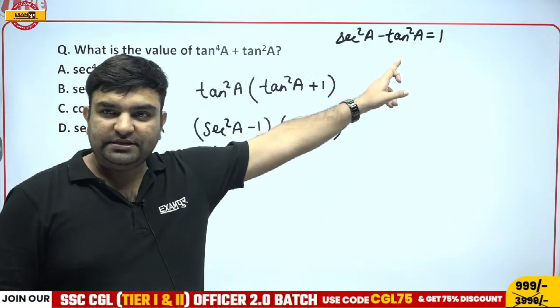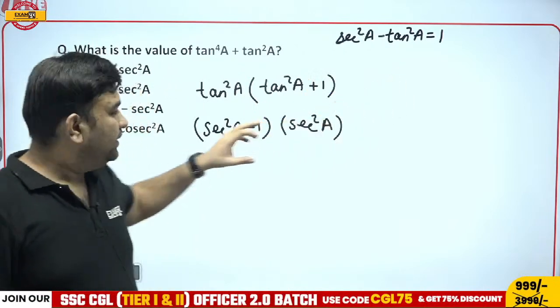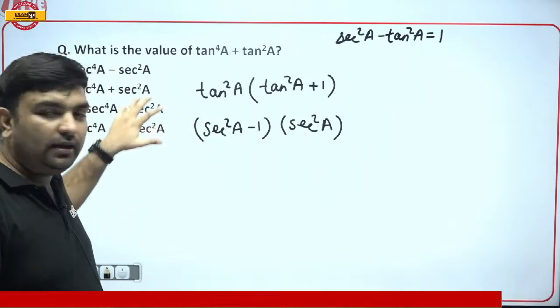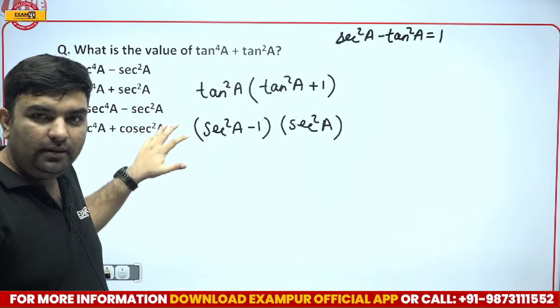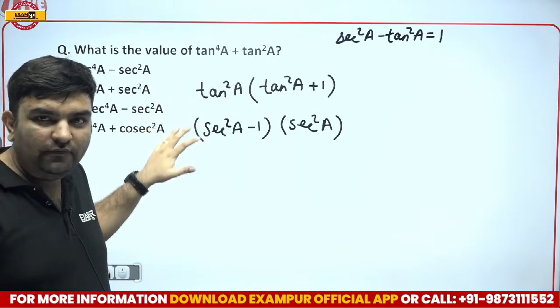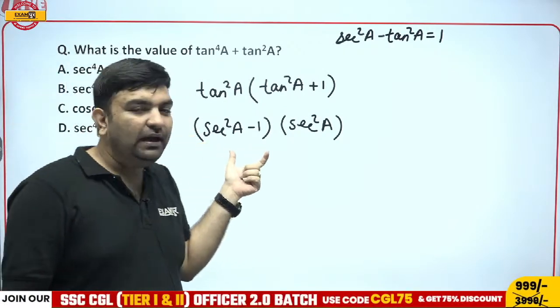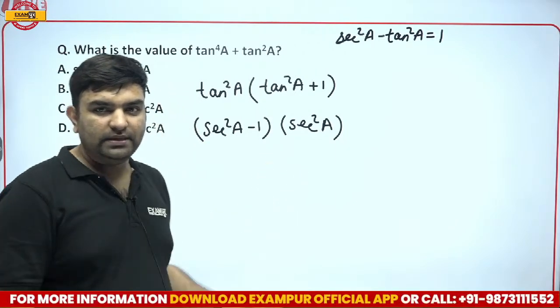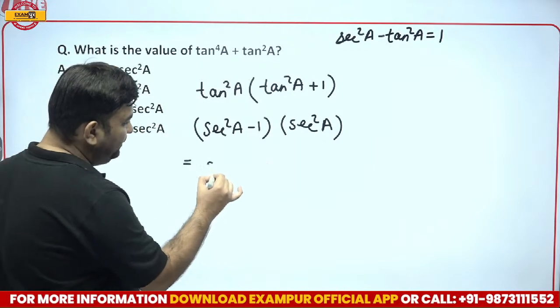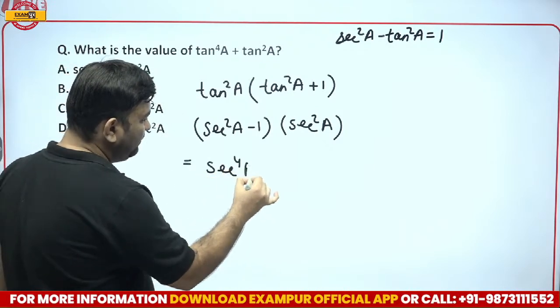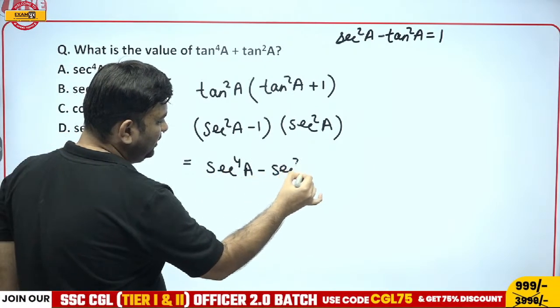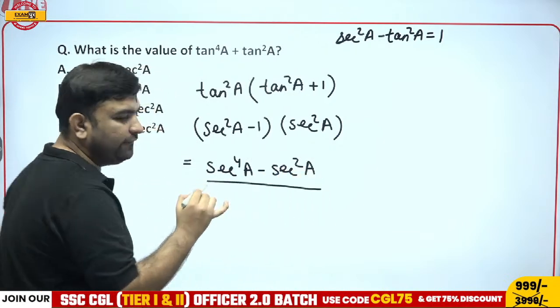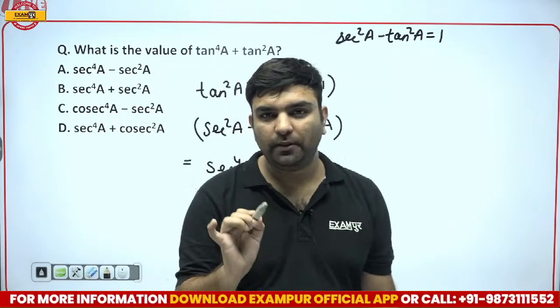There is an identity between tan and sec, and since the options involve sec theta, we made use of the identity. So ultimately it becomes sec 4a minus sec square a. Perfect.